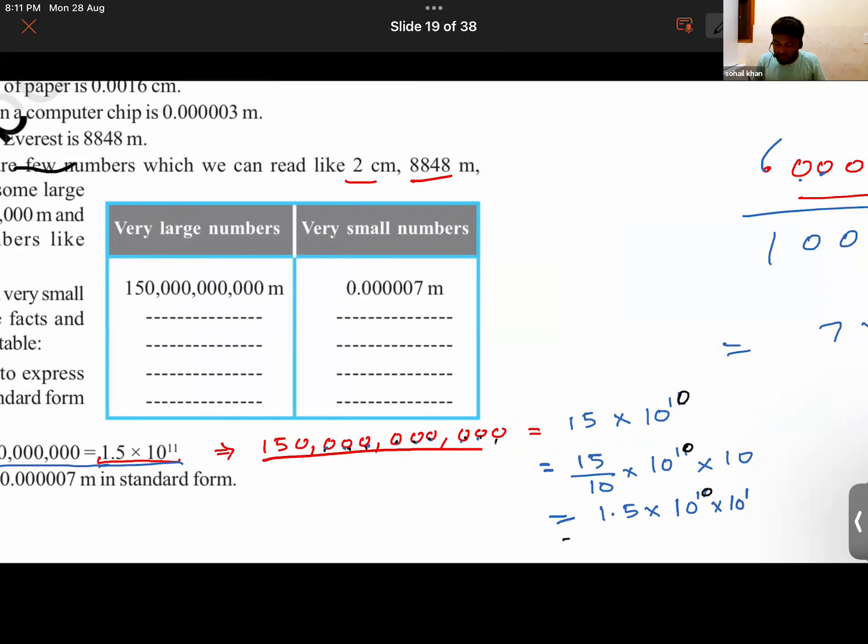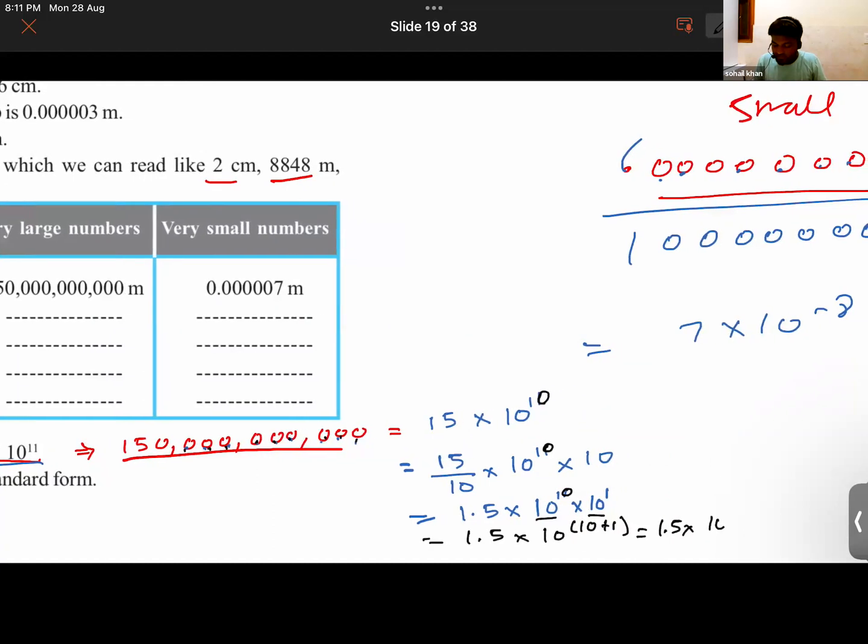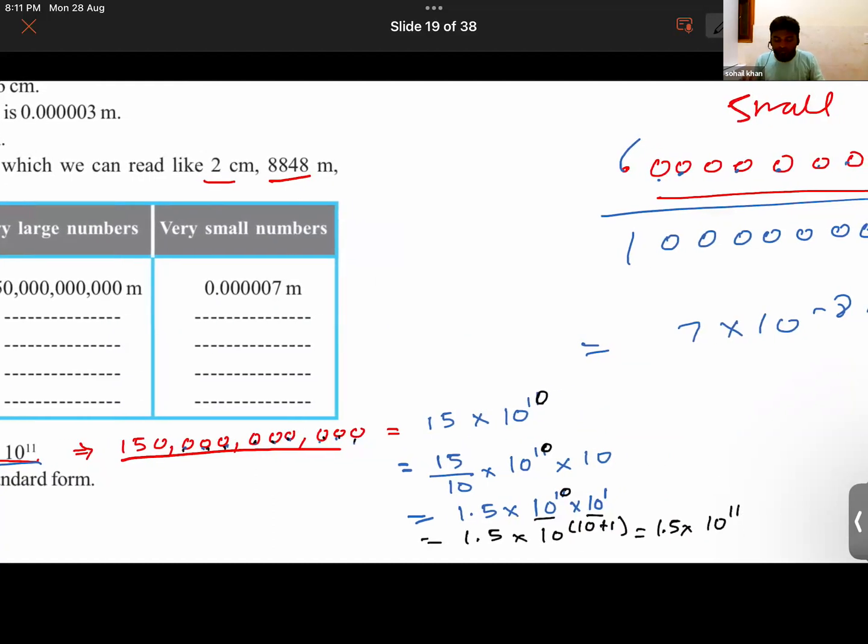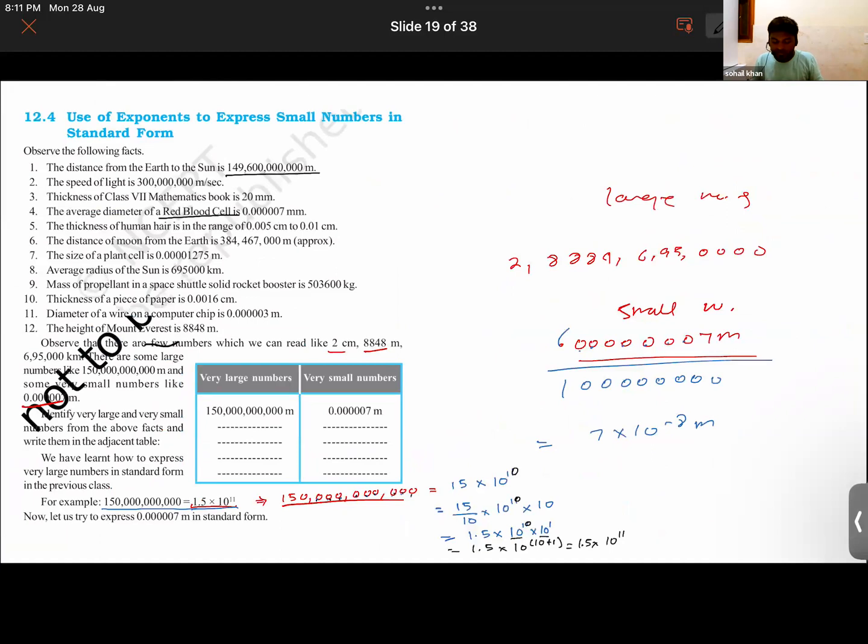Now we can add the powers of these two values, 10 raised to the power 10 and 10 raised to the power 1. You can add the exponents. So you are getting 1.5 into 10 raised to the power 11 here. I will be giving some questions, then it will become more clear.